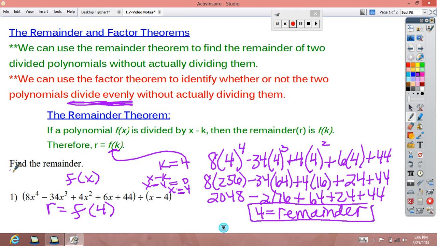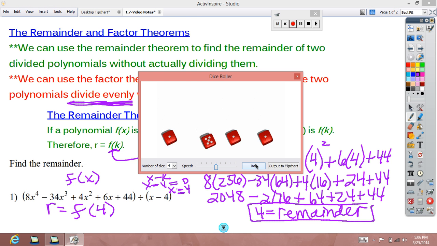That's what I asked for, right? Find the remainder. So that's it. There's my remainder. Alright, so here's our die roll. Add up this sum here and enter it into the CPP.